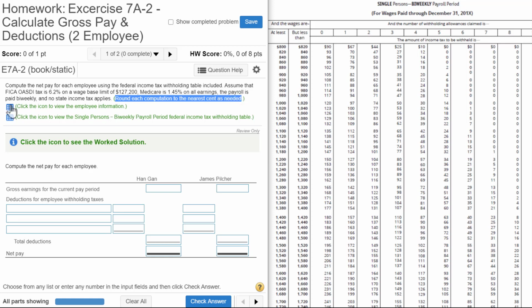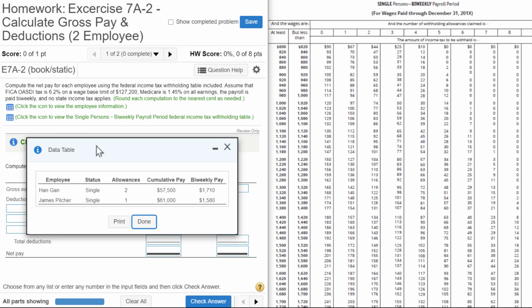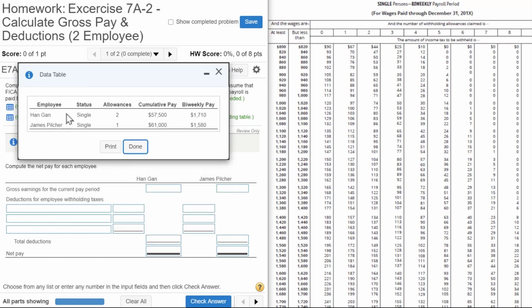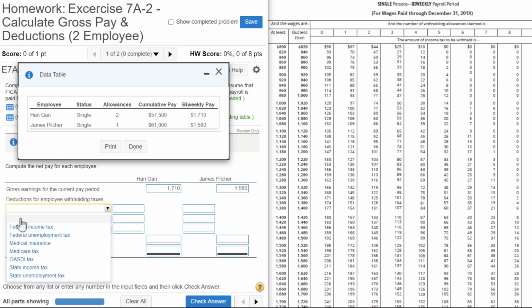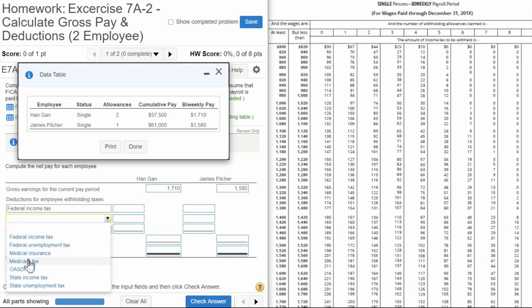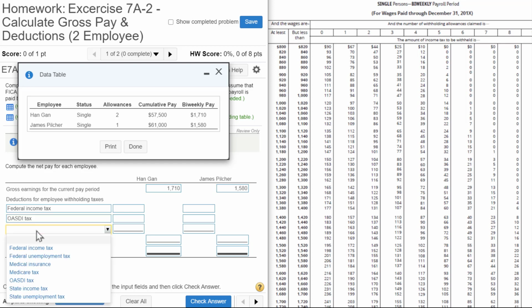So here we go. I'm going to click here, open up the data table for our two employees. We've got Han Gan and James Pilcher. So we're going to find their biweekly pay. I'm going to copy and paste. This is for Han. I'm not sure how to pronounce that. 1580 for James Pilcher. Okay, and then we need to calculate the deductions. So the mandatory deductions are FIT, OASDI, which is Social Security, and Medicare.